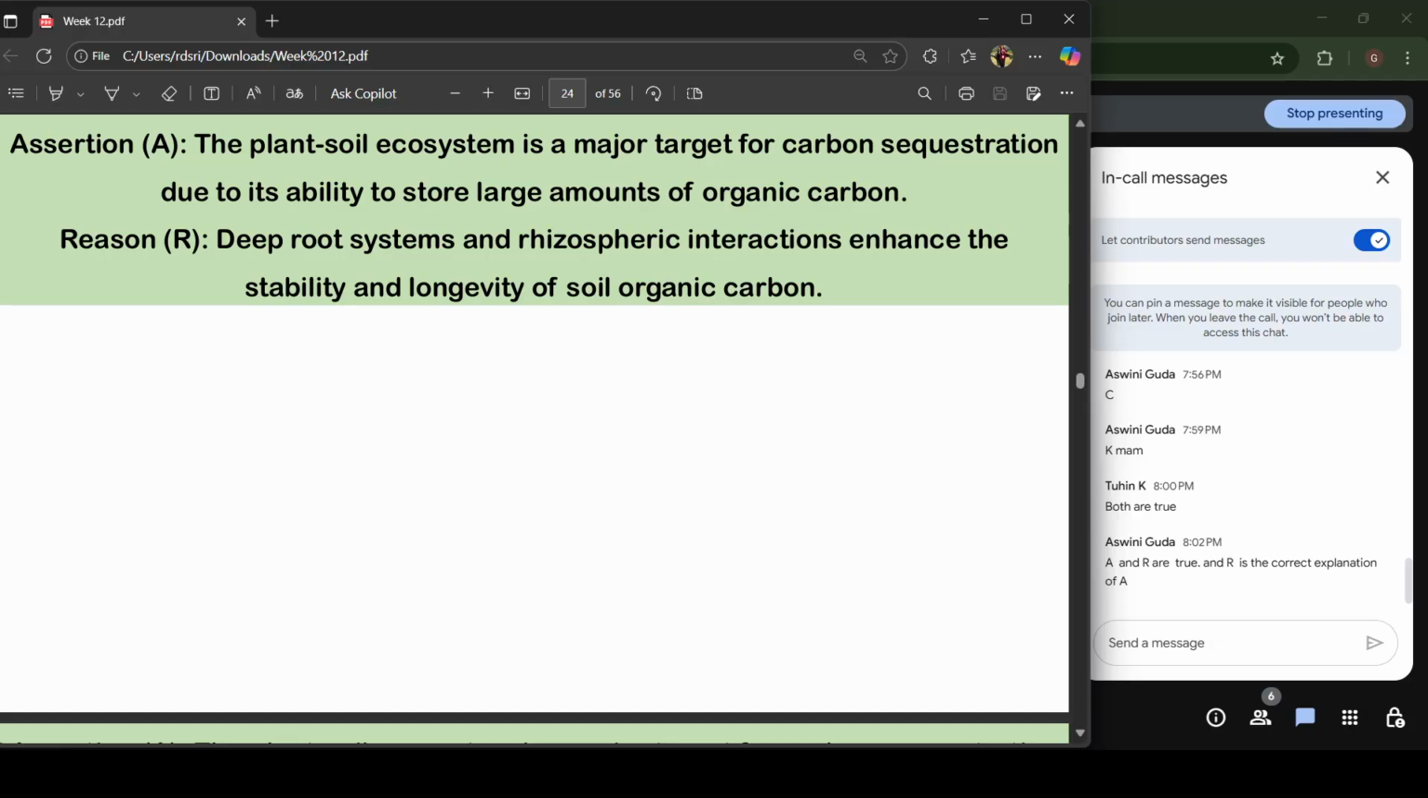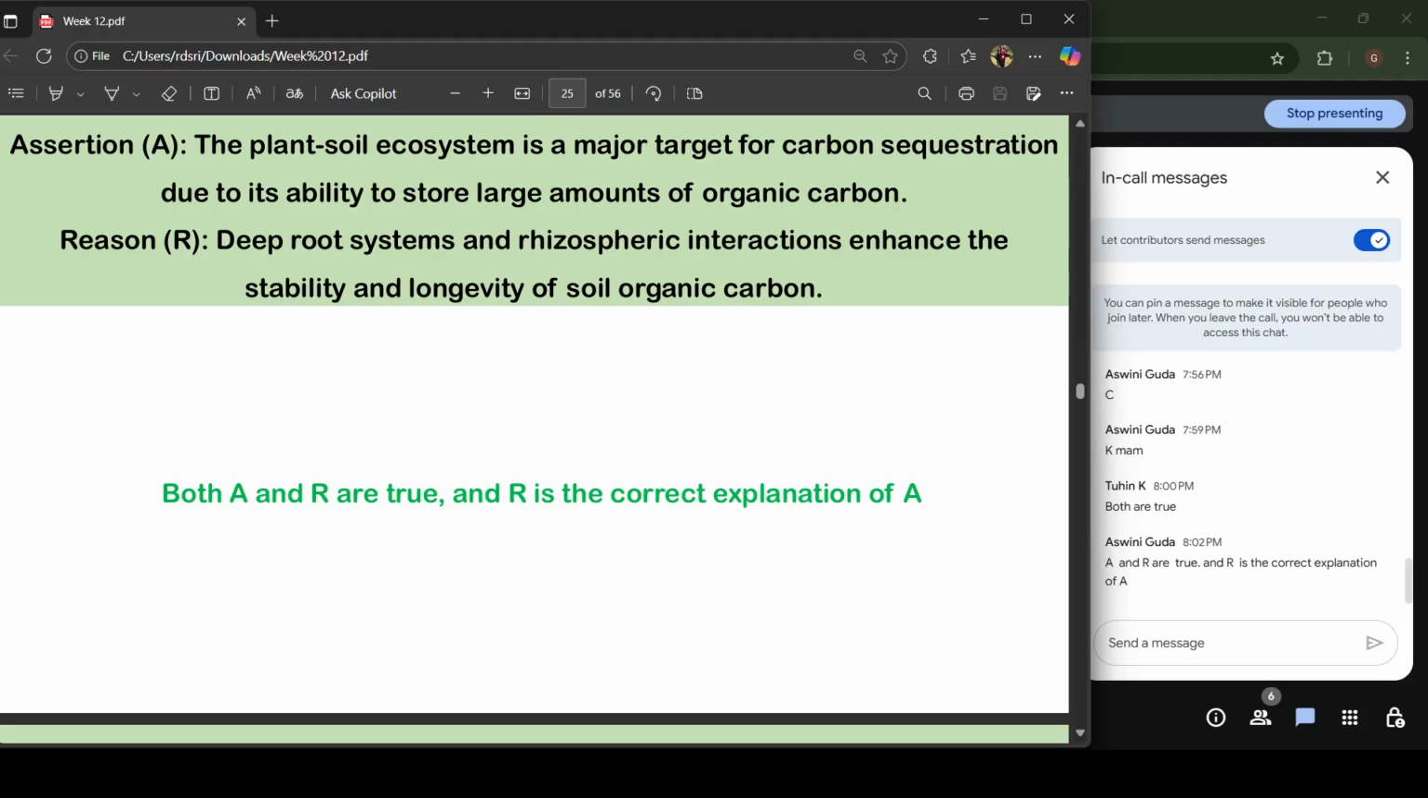Okay, so both of you are telling that both the statements are right, obviously. So the plant soil ecosystem is a major target for carbon sequestration because it has the ability to store large amounts of organic carbon. And that's a good interface to take up the carbon and store it. And then again, it is also easier to bring it into the food chain also. And deep root systems and rhizospheric interactions enhance the stability and longevity of soil organic carbon, obviously. So we have the plants, microbes, all of it that makes this show running.